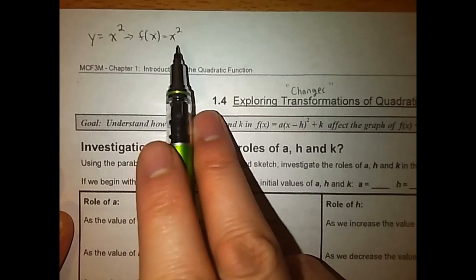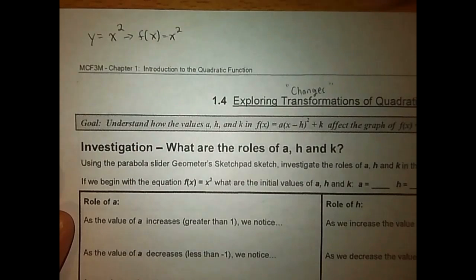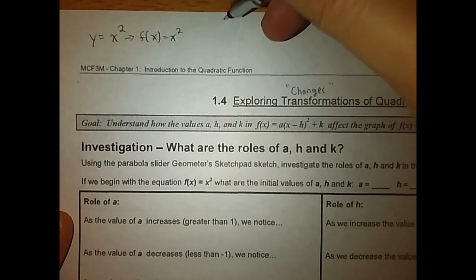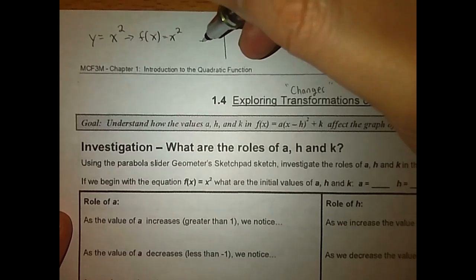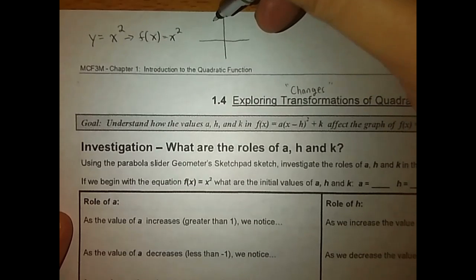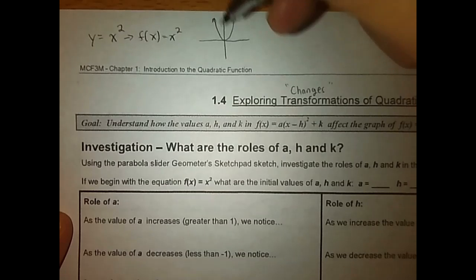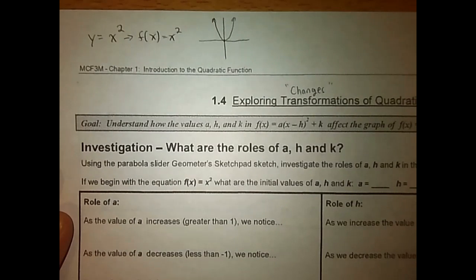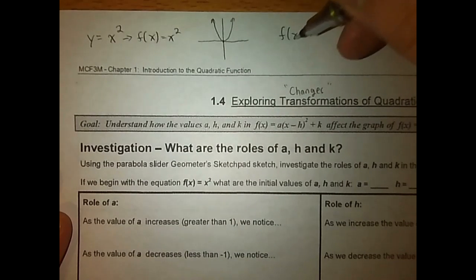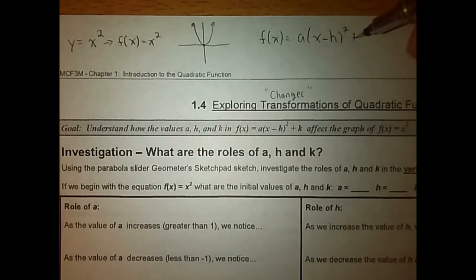So what kind of changes do we mean? Well, we're going to explore the graph more in 1.5, but just as a quick thing here, this is my most basic one, where the vertex happens at the origin. Speaking of the vertex, we did learn about an equation that tells us where the vertex is. So we learned about this vertex form equation right here.